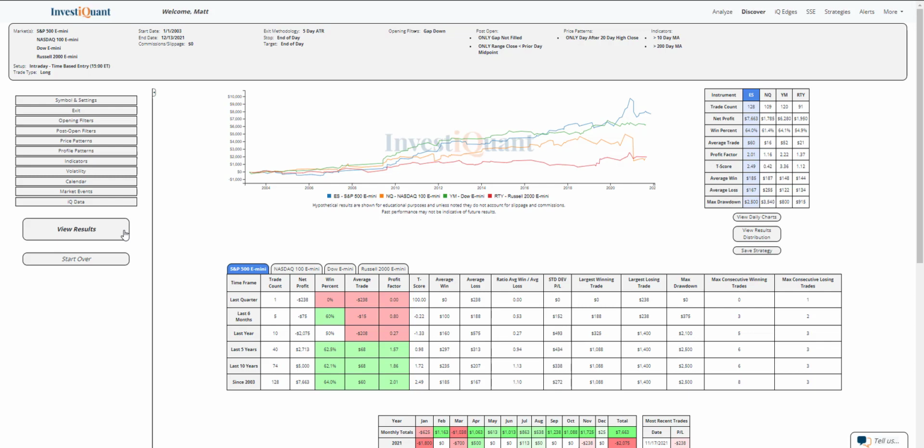Win rates on these are similar on 3 of them. We've got S&P coming in 64% of these have closed above that 3 p.m. price. For the NASDAQ, it's 61. For the Dow, it's 64. And for the Russell, it's 55.